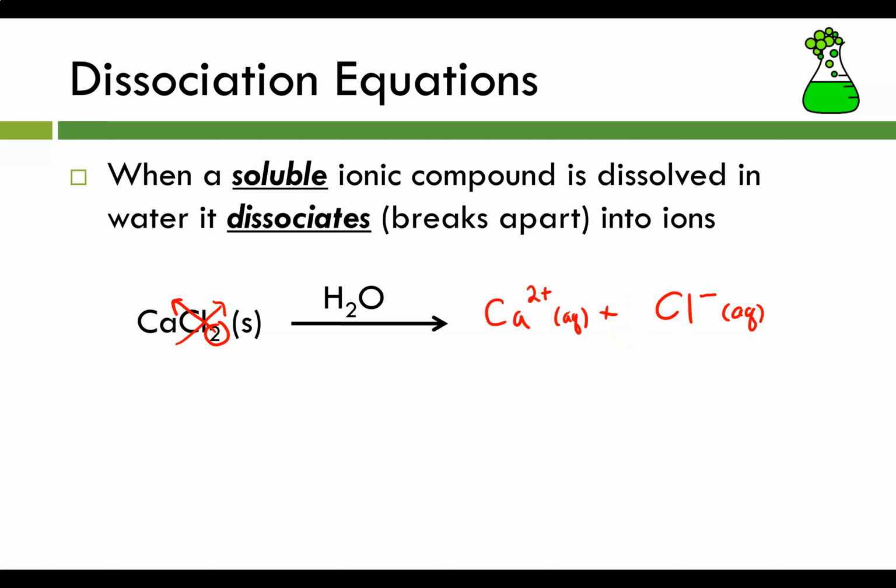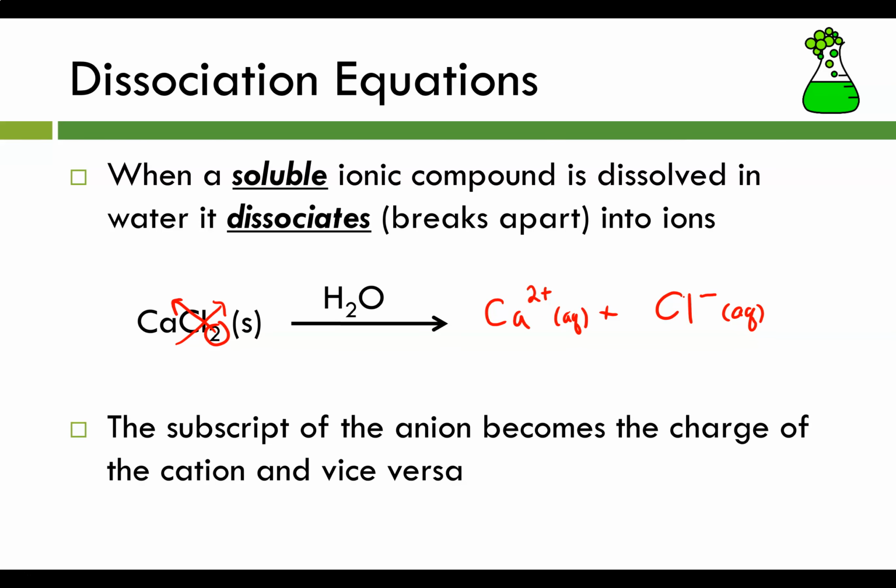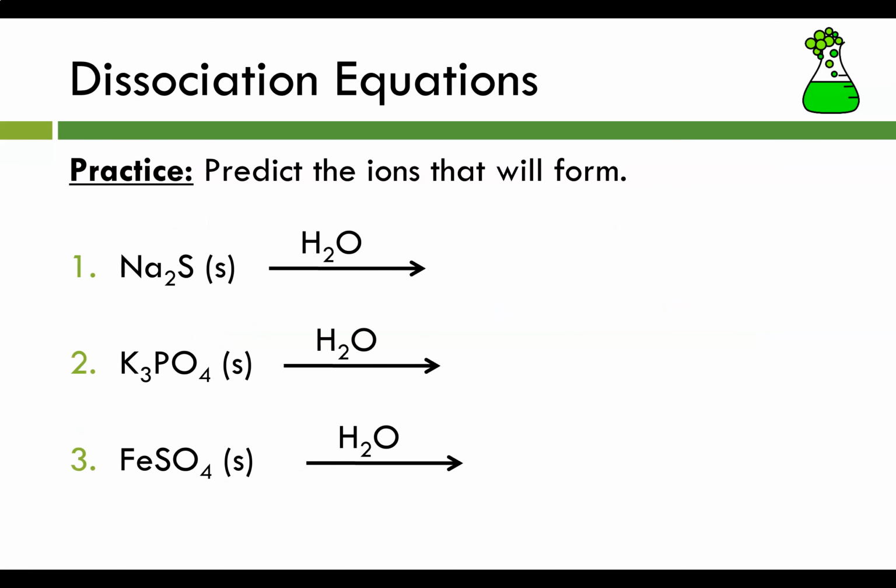So this is not balanced right now, but please leave it as is so we can really focus on the charge of each of the ions. And again, just kind of a reminder of the reverse criss-cross method. Let's try some of these out on your own. So I've got these 3 problems. I'd like you to predict the ions that will form.